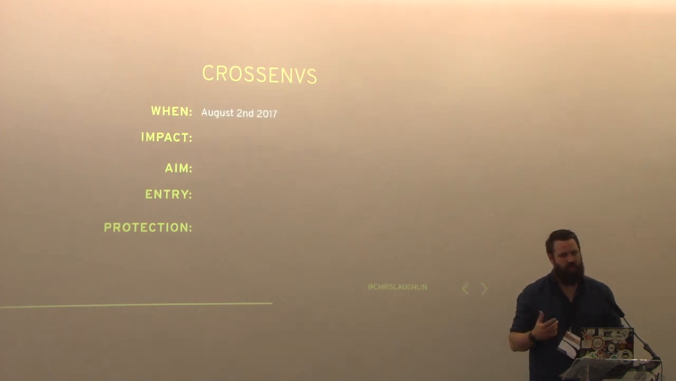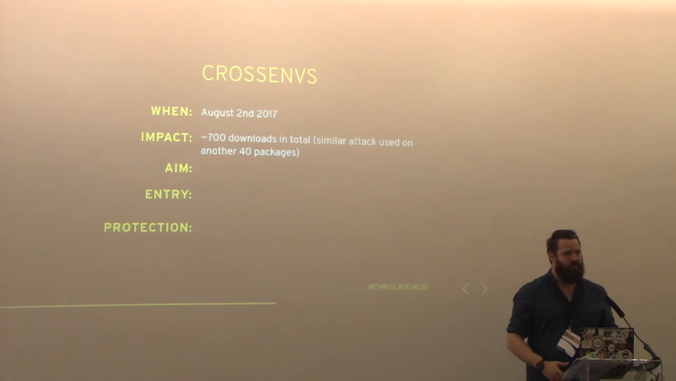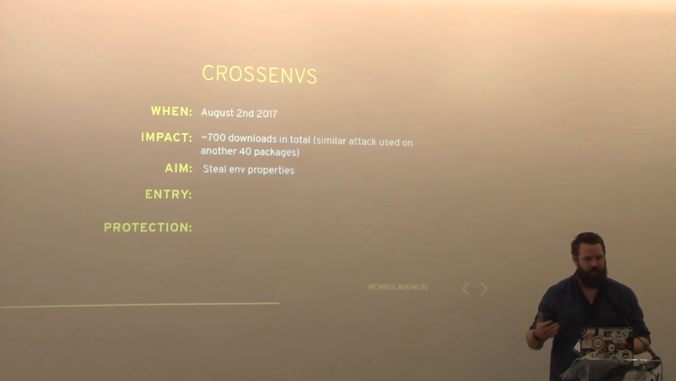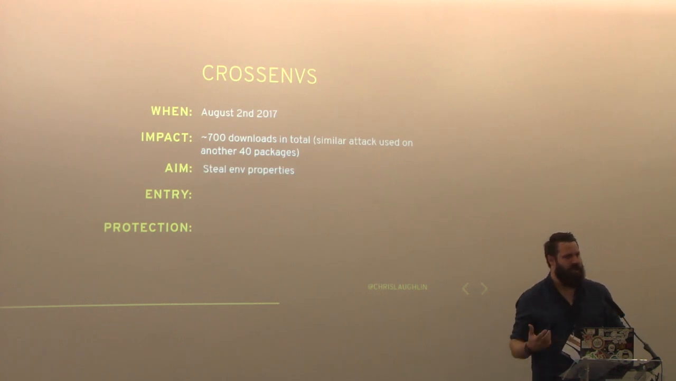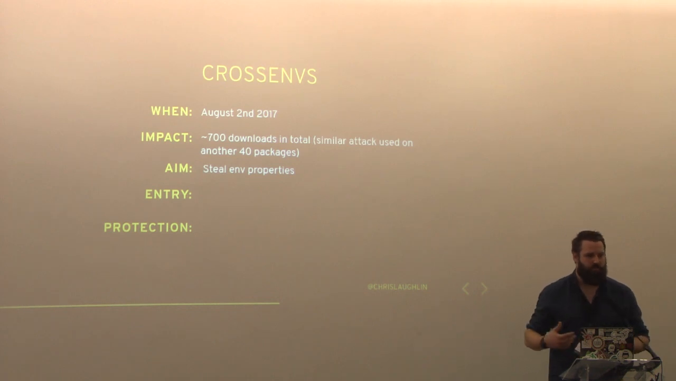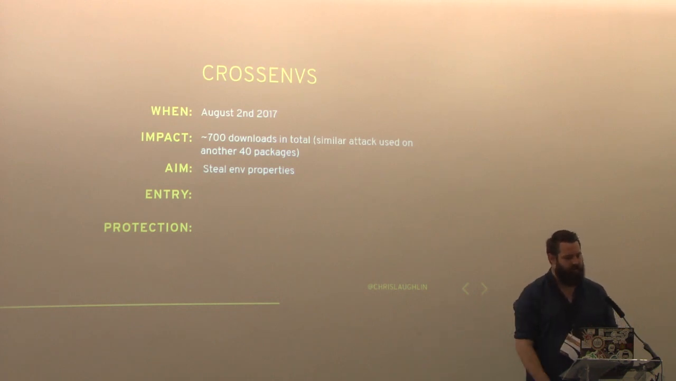So this was discovered around the 2nd of August 2017, so a long time ago, but it shows how NPM security has matured. And the impact for this was now very small, but very targeted as well. Around 700 downloads in total, but the same attack was used on 40 different packages in the repository. So someone had realized this attack was possible and then tried to replicate it across different packages. The package deals with environment variables, so the main aim here was to hoover up all your environment variables, send them off to a third-party server, and then potentially compromise any API tokens that you have, manipulate data, steal information, all that kind of stuff.